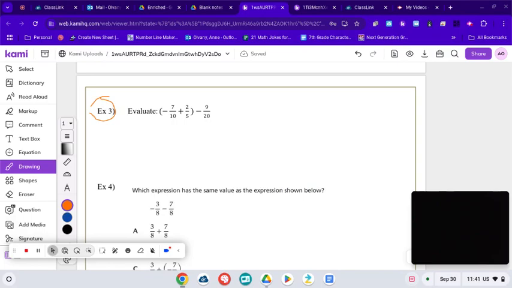And when you have it typed in, you're going to hit enter, and you should come up with -3/4. If you didn't, just clear it out, hit clear several times, and try it again. Okay?